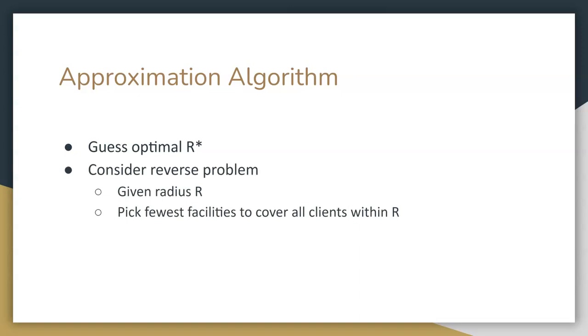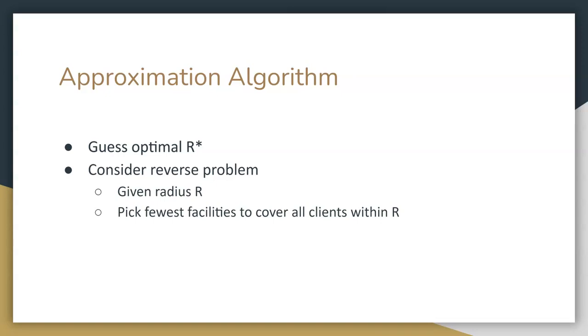Next, let's consider the reverse problem. In the original problem, we were given a budget k on the number of facilities we could place, and we wanted to minimize the radius r. Now, we're given the radius r, and we want to pick the fewest number of facilities in order to cover every single client within a radius r. To imagine this, let's imagine these facilities, and let's draw a ball of radius r around each of them. And we want to pick the fewest number of these in order to cover every single client.